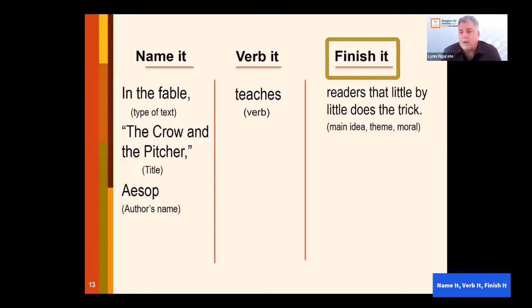If it's RI, if it's an informational passage, if the reading is narrative, we can do the theme. If it's, in this case, a fable, then you have the moral. So that Finish It piece is really to give, what is this mainly about? So you can see it all here in one sentence in the fable, The Crow and the Pitcher. Aesop teaches readers that little by little does the trick. So we want to have all of those together and teach that strategy.